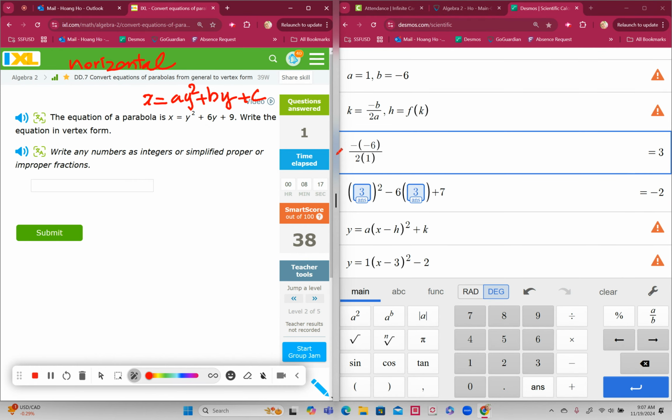Horizontal parabola. Okay, so here we go. You can see here, this is A equals 1. It hit the number 1. And B equals 6.